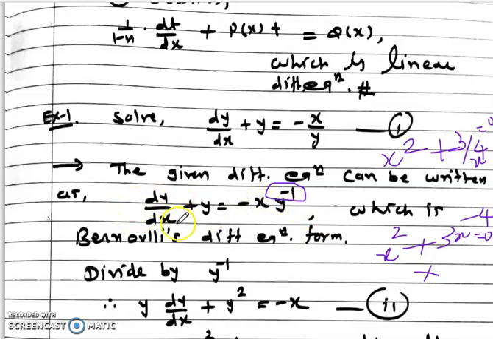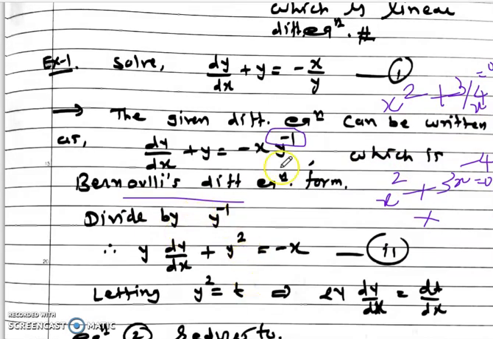Okay, so here dy by dx plus y is equal to minus x into y raised to minus 1, which is a Bernoulli differential equation. What we have to do is, we want only a function of x on the right side, so I have to remove y raised to minus 1. How can we remove it? Divide by itself, y raised to minus 1. So it is going to be y into dy by dx plus y square is equal to minus x.